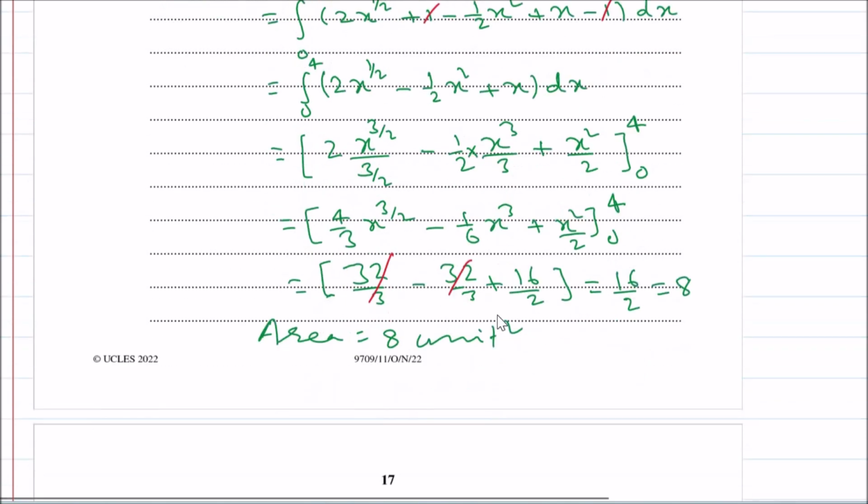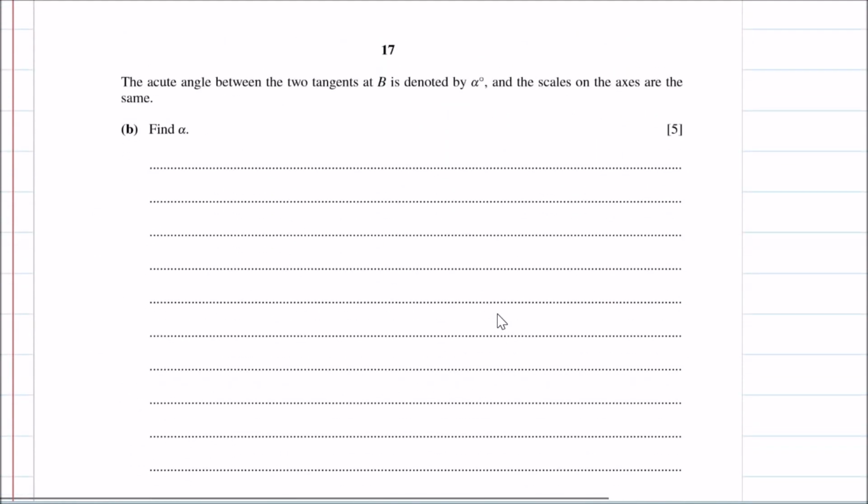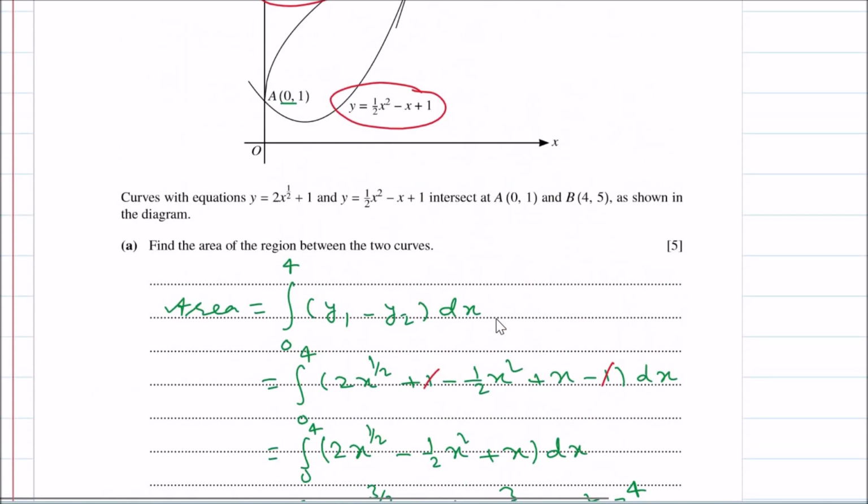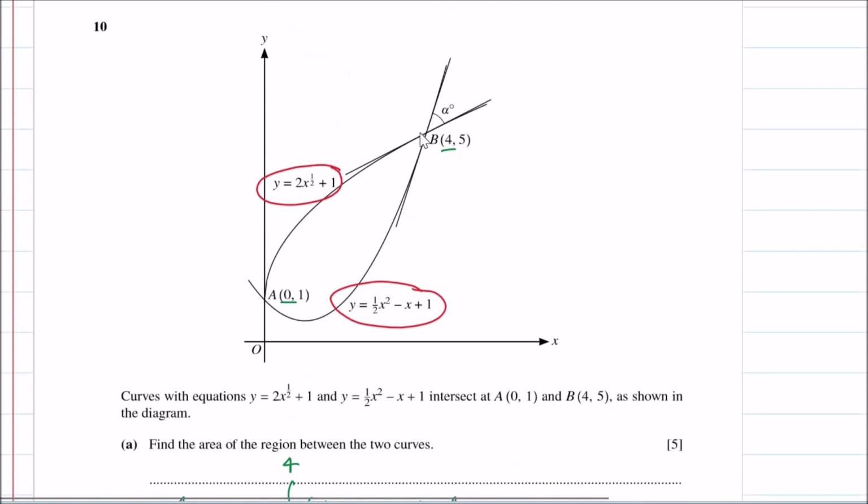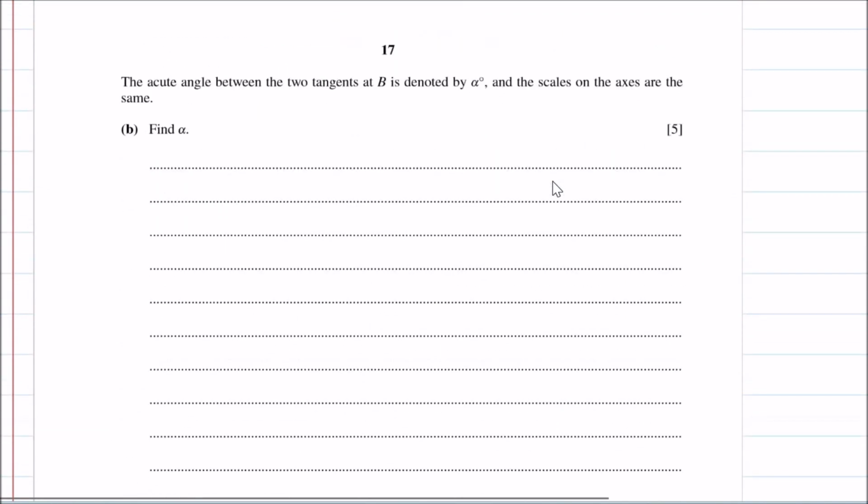So, done. Now it says the acute angle between the two tangents at B is denoted by alpha degrees. The scales on the axes are the same. Find alpha. So we need to find this angle between the two tangents, and to find the angle between the two tangents we have a formula.